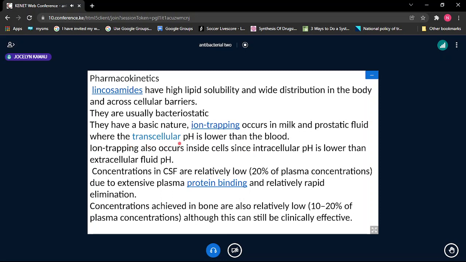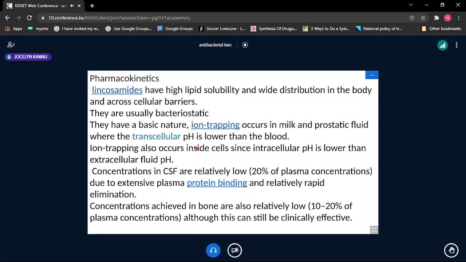If the pH is lower than the blood, it means the pH is acidic. And once the pH is acidic, because they are weakly basic, these drugs will be protonated at physiological pH. Once they are protonated within the cells, they'll be trapped there. They can't leave. Again, you have ion trapping, as with the PPIs.